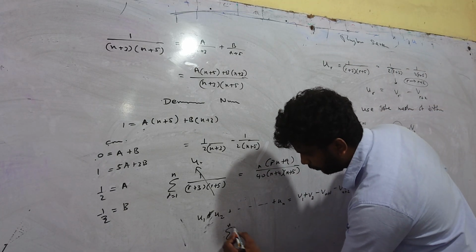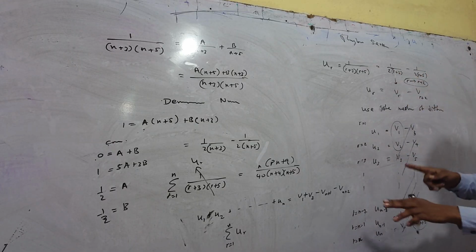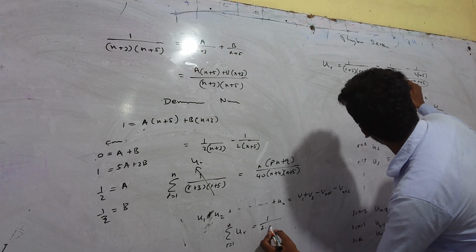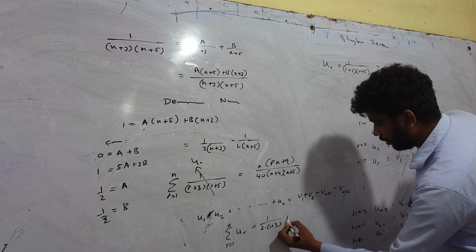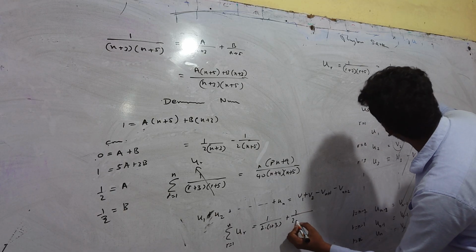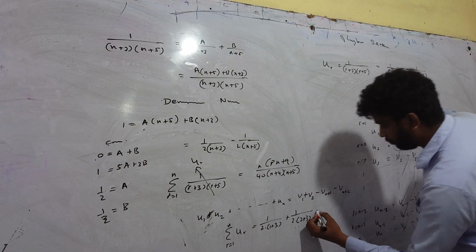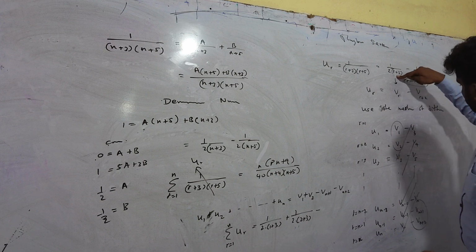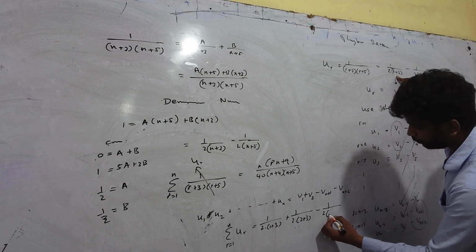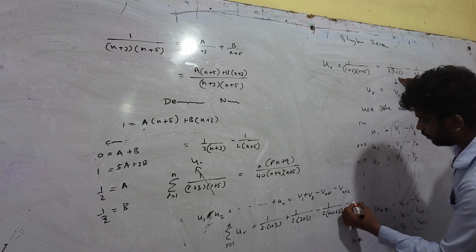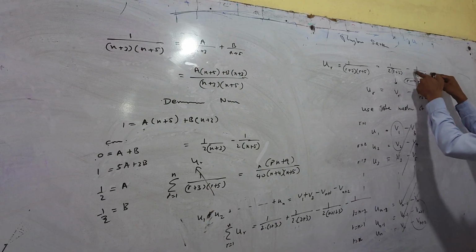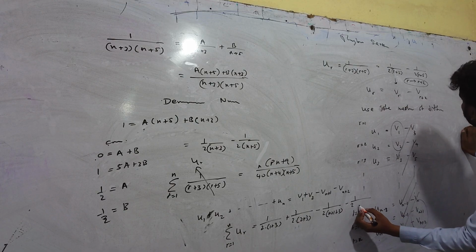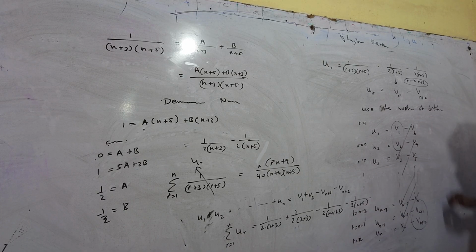This is nothing else but the sum of Ur for r from 1 to n. We can rewrite it. Who is V1? When r equals 1, it is 1 over 2 times 1 plus 3, right? Plus V2, who is V2? 1 over 2 times 2 plus 3. Minus, here r equals n plus 1, so when you substitute, 1 over 2 times (n plus 1) plus 3, which is 1 over n plus 4. Then minus 1 over n plus 5. Right, that's all.